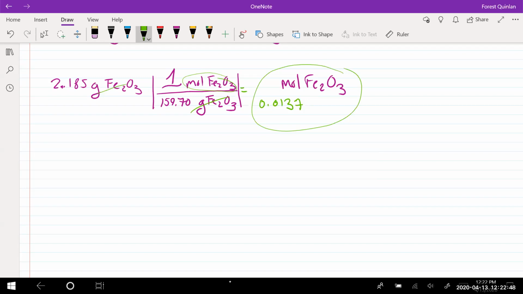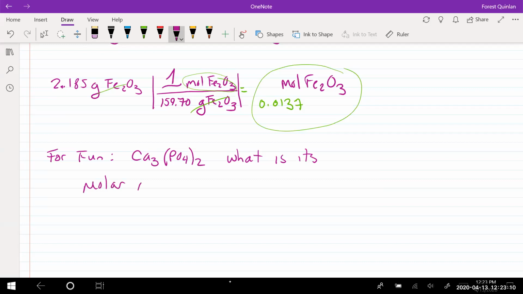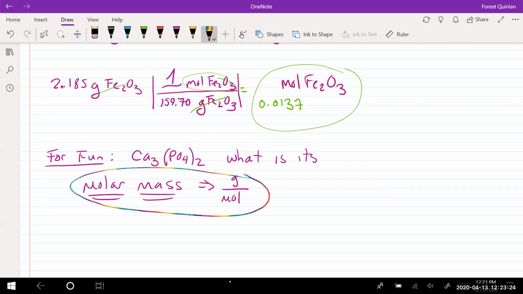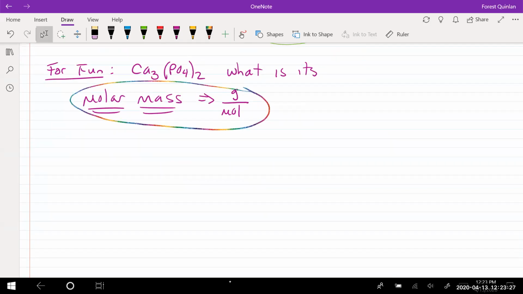Let's see. Just to put one more clarification. So for fun, just to reinforce, Ca3(PO4)2. What is its molar mass? And by molar mass, I mean grams per mole. What is its mass on a molar basis? So this grams per mole is also called a molar mass. So someone goes, what's the molar mass? You're just going to add them all up, right?